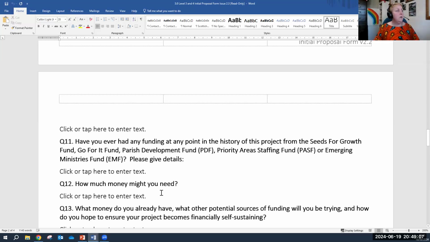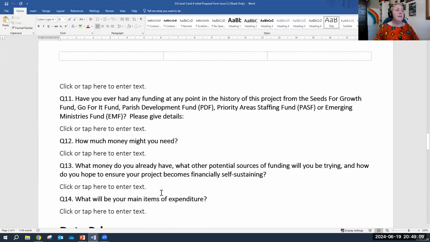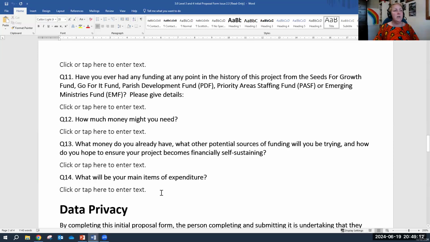Question 11, I'm moving on to, have you ever had any funding at any point in the history of this project from Seeds for Growth, Go For It, Parish Development Fund, Priority Areas Staffing Fund, or Emerging Ministries Fund? Please give details. We just need to know what is the background of your project, what is the history of your project. David, do you want to say anything more specifically about why we want to know that?